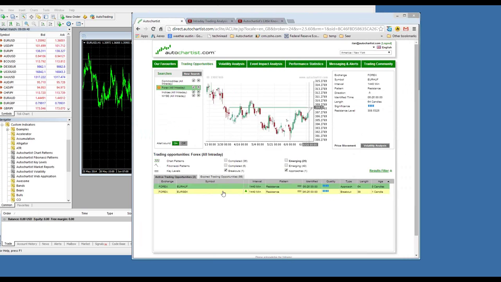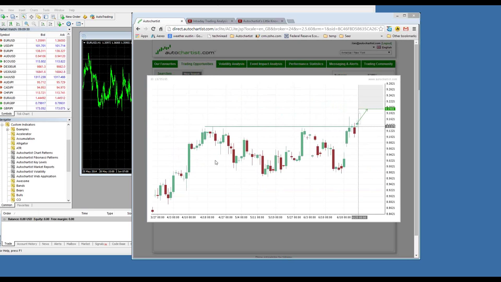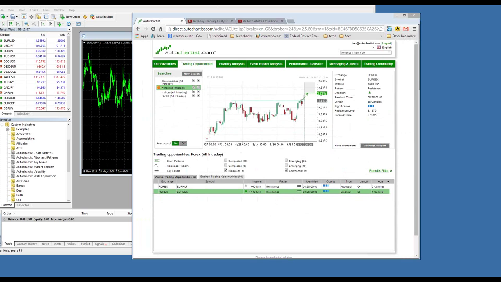Okay, so here's another example, Euro SEC. This has a quality of 4, it looks like. We can see that it's touched it 1, 2, 3, and 4 times. That means it's quite a significant level because it's hit that support resistance level 4 times. All right, I hope I've answered that question, Thomas.